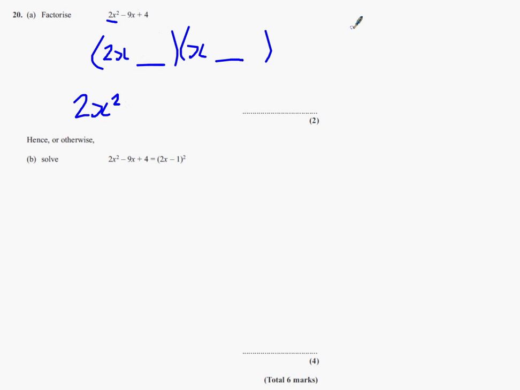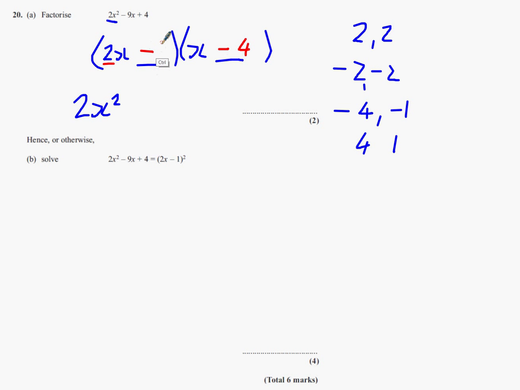So my options are 2 and 2, negative 2 and negative 2, negative 4 and negative 1, or 4 and 1. And I'm going to have to choose carefully which order they go in, because it will make a significant difference, because this number here is 2. Well, it turns out that the correct answer is for both of them to be negative. This is going to be negative 4, and this is negative 1.